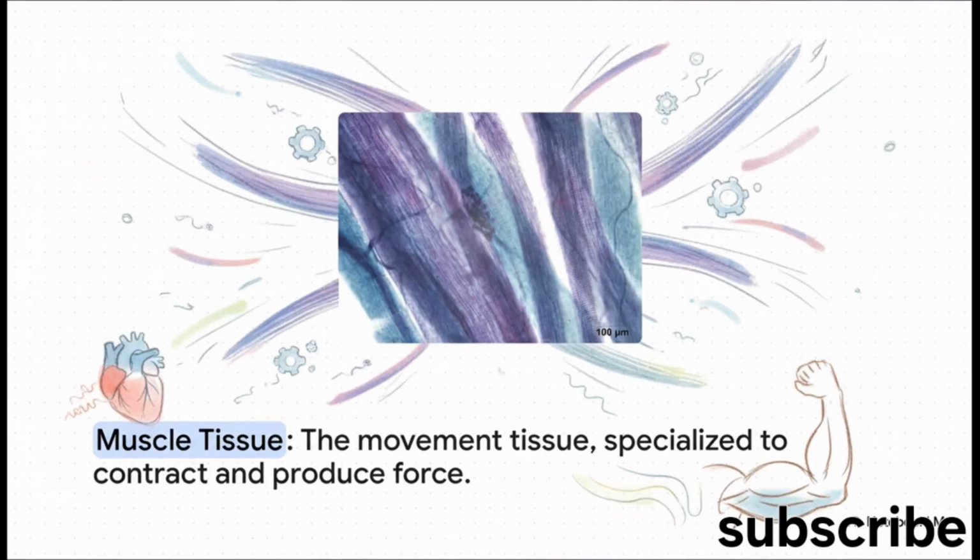Our third type is muscle tissue. This one's pretty obvious. It's the movement tissue. These cells are the body's motors. They're long and fibrous because they're specialized to do one thing really well: contract and generate force. It's what lets you walk, and it's what keeps your heart beating.